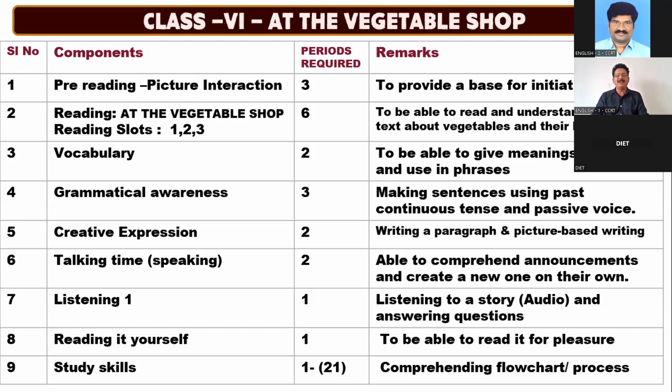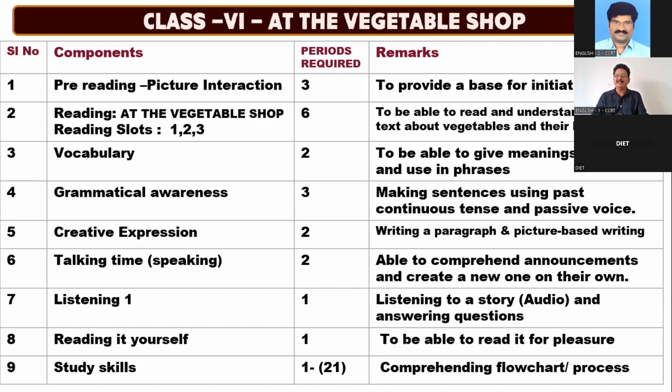The first one is pre-reading. It is for picture interaction and we have to take 3 periods. Usually, even in our regular classrooms, I'm sure that this is sometimes neglected or it's not happening for 3 periods because we are doing it within 1 or 2. But if you really do this for 3 periods, we will see what kind of results we are going to witness from our students.